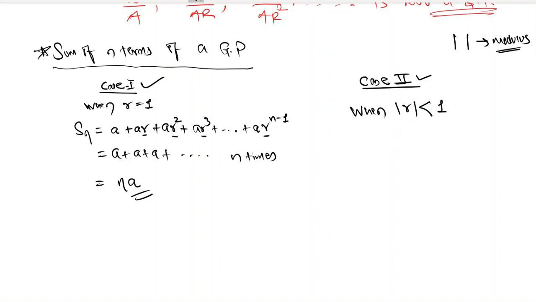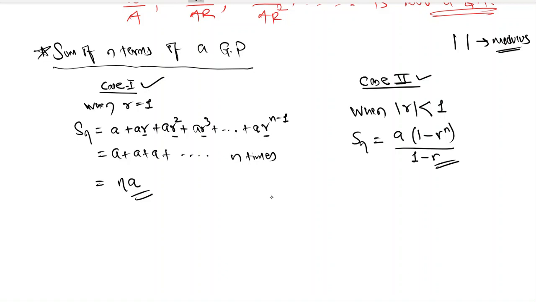Whenever mod of R is smaller than 1, the formula for sum of n terms will become, I'm directly giving you the formula, not the derivation. Derivation part is not there in your syllabus. I'm directly giving you the formula so you don't get confused. A bracket 1 minus R raised to n upon 1 minus R. A bracket 1 minus R raised to n upon the whole upon 1 minus R.